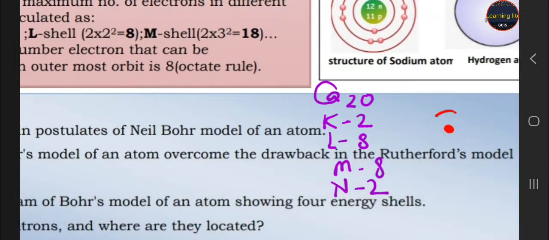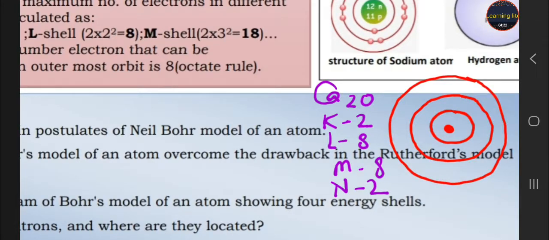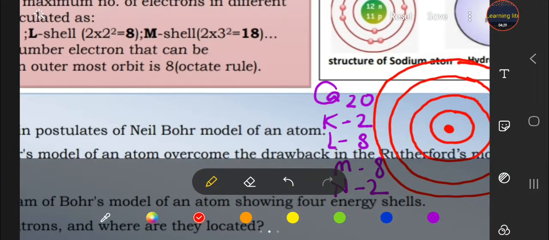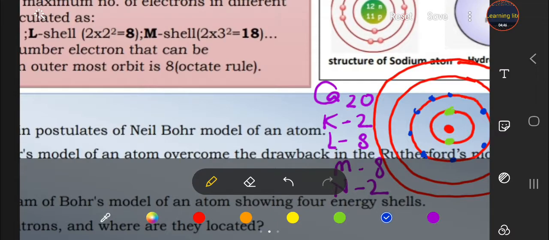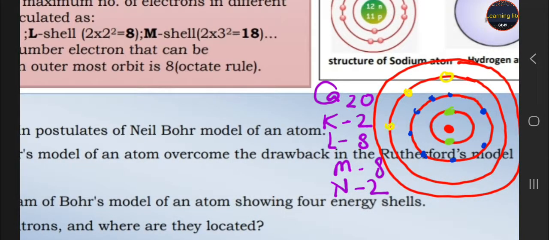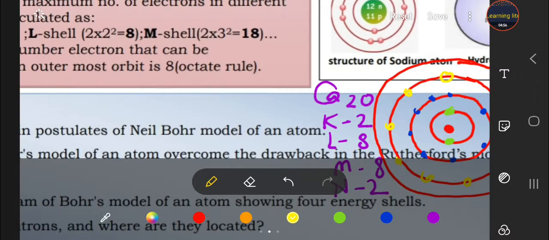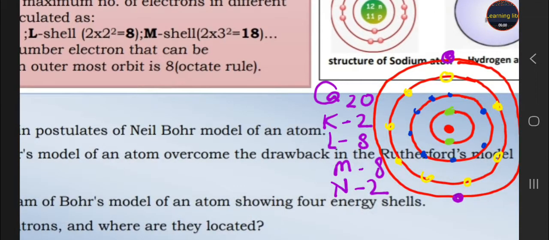This is the nucleus, first shell, second shell, third shell, fourth shell. In the first shell there are 2 electrons. In the second shell there are 8 electrons: 1, 2, 3, 4, 5, 6, 7, 8. In the M shell there are also 8: 1, 2, 3, 4, 5, 6, 7, 8. And in the last shell there are only 2 electrons: 1, 2. So this is the diagram of the atom with 4 shells, that is of calcium.